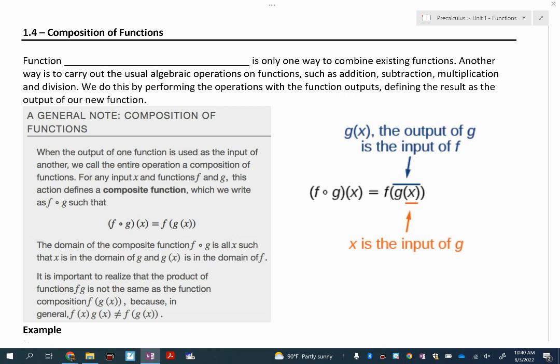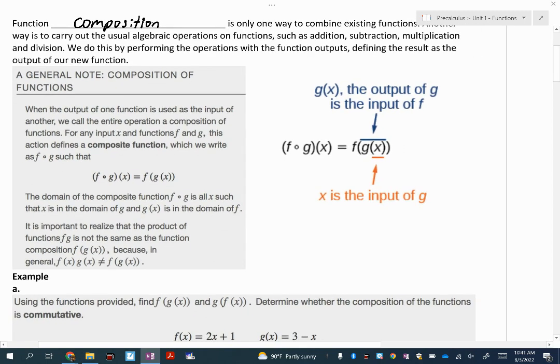But again, as I've said in the past, what I like to do is after I do them without using a graph, I can then go to Desmos, graph my composition function, and just confirm that I have the correct domain. Okay, so in this first part, function composition is only one way to combine existing functions. Before we did composition in Algebra 2, you would have done some work with other operations of functions like addition, subtraction, multiplication, and division. We're not going to do that today.